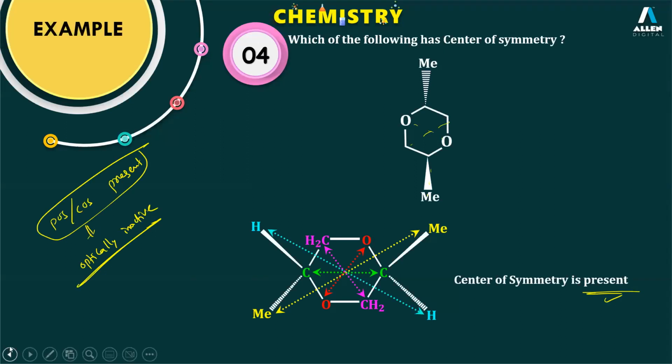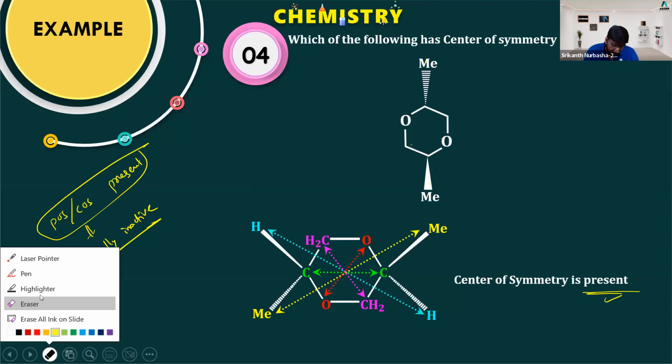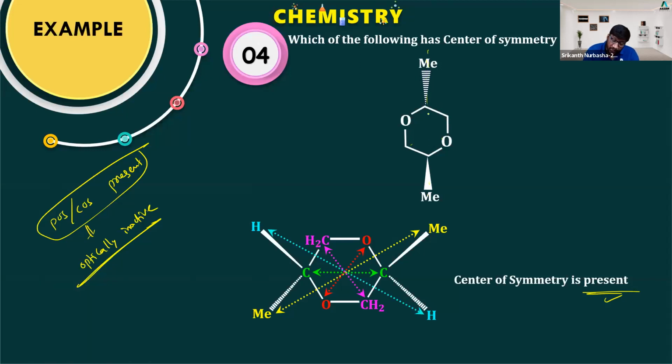Sir, does this compound have a plane of symmetry? You try to consider a plane like this. This can divide the 2 methyls exactly, but this carbon and this oxygen are not matching. Yes or no? Plane of symmetry means I have to consider different planes and check it out. If I consider a plane like this, I'm not getting a plane of symmetry.